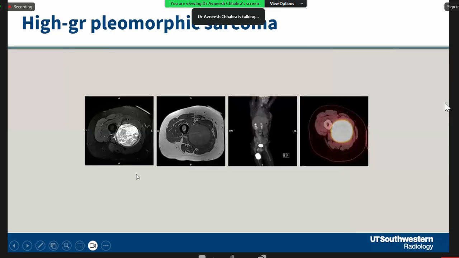So this was a high-grade pleomorphic sarcoma, which had these gray signals. When we describe gray or white, you're looking at the in-phase image of the T2 Dixon, or you're looking at the T2 image if you're doing that without fat suppression. With fat suppression, everything gets bright.